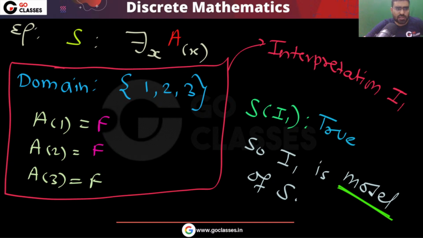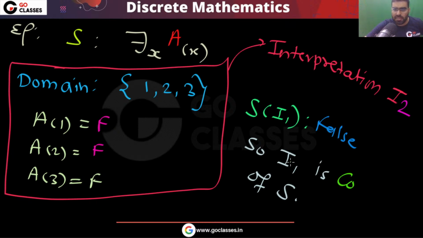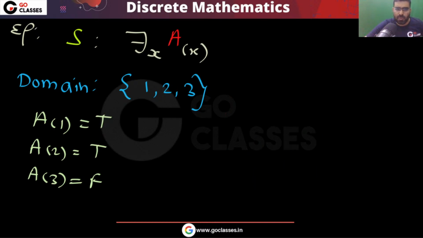I give you another interpretation, that is interpretation number 2. Now you tell me, in this interpretation, what is the truth value of this expression s? This expression will be clearly false. So I can say this I2 is a co-model for s. Remember, this interpretation is a co-model of s. Is this clear? Very simple topic, very simple questions.